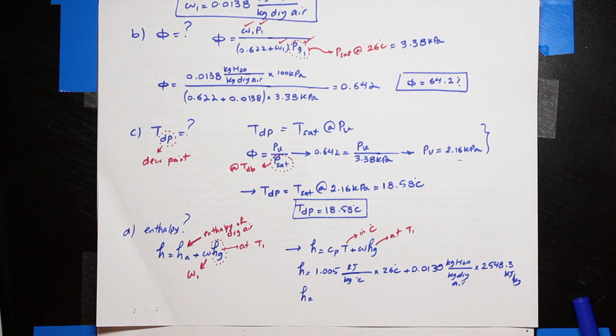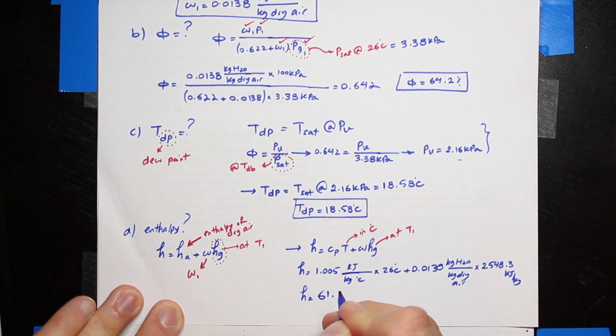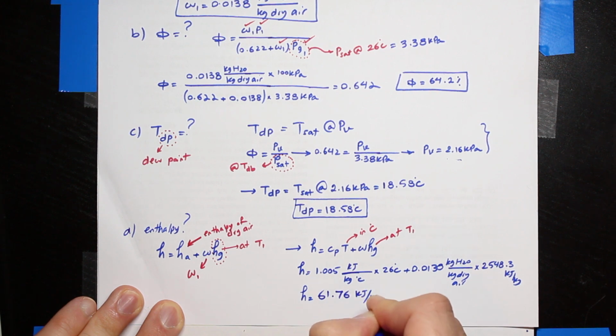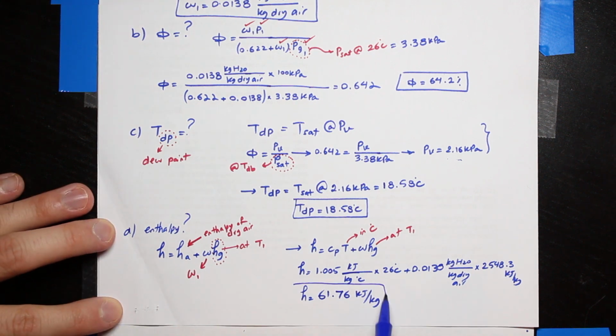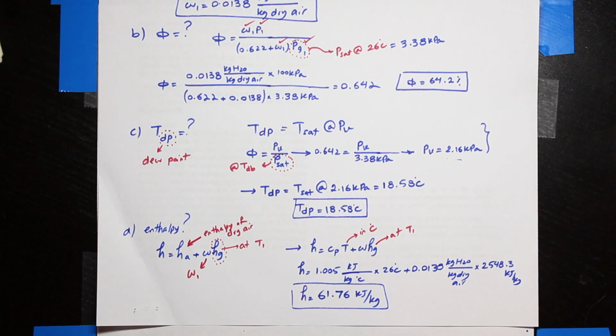So if you do the math, the answer is 1.005 multiplied by 26 plus 0.0138 multiplied by 2548.3, and that is 61.76 kilojoule per kilogram. All right? So this is the answer for enthalpy.